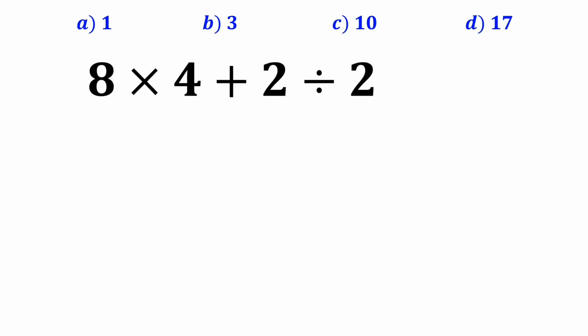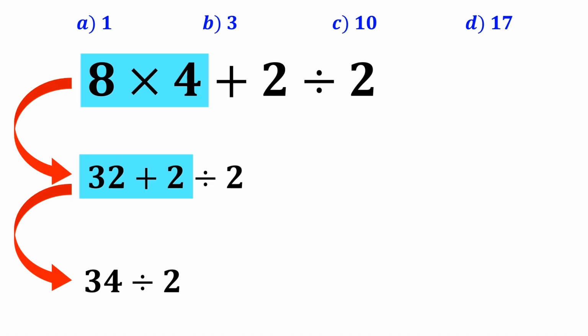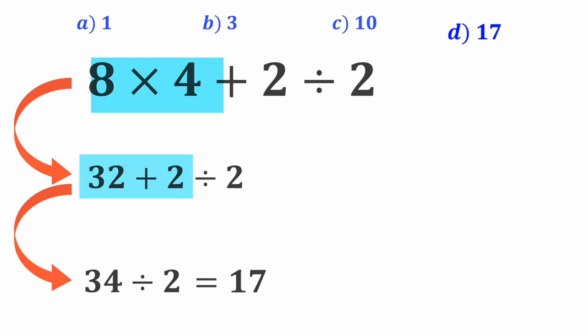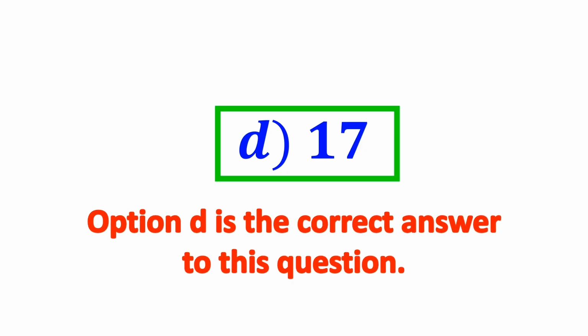In the next step, they usually go for the multiplication between 8 and 4, and replace this expression with 32 plus 2 divided by 2. Then, they add 32 and 2 and rewrite this expression as 34 divided by 2, which finally equals 17. And without any hesitation, they quickly say that option D is the correct answer to this question. But it's not the correct answer.